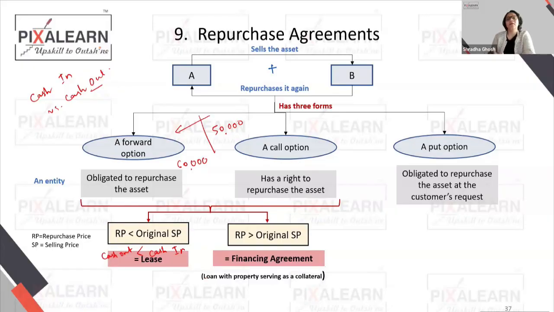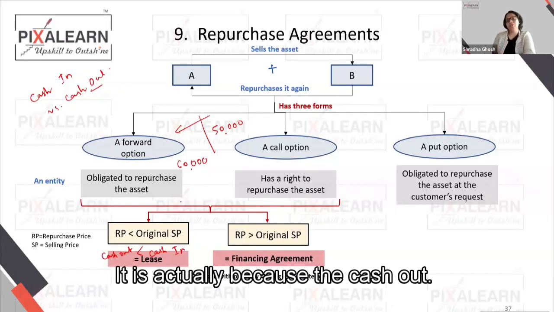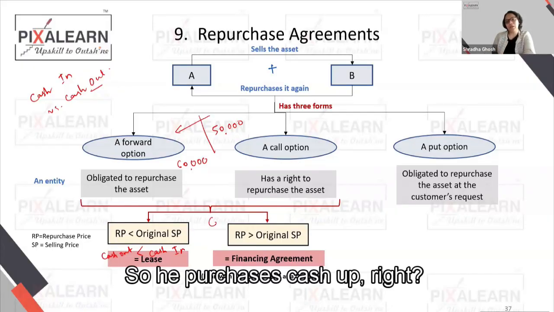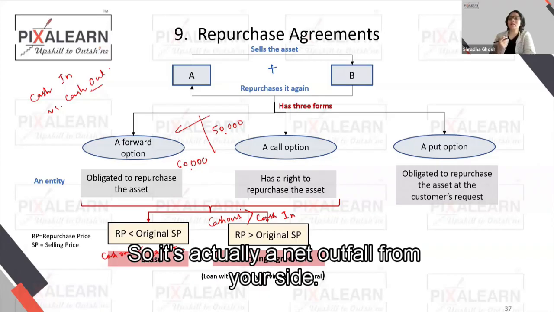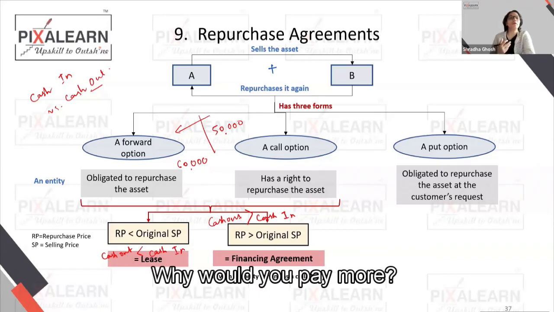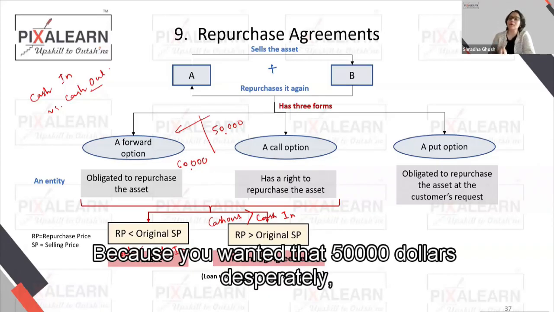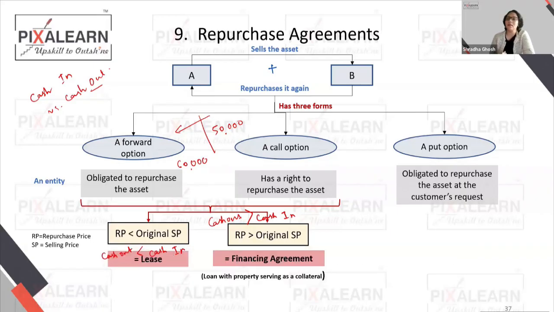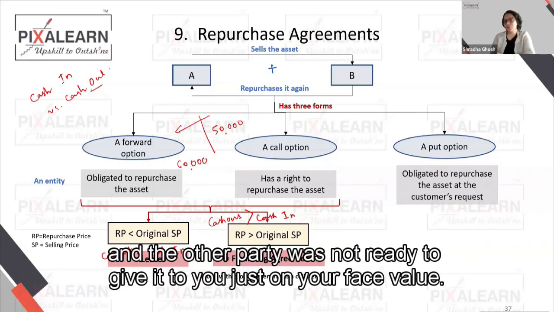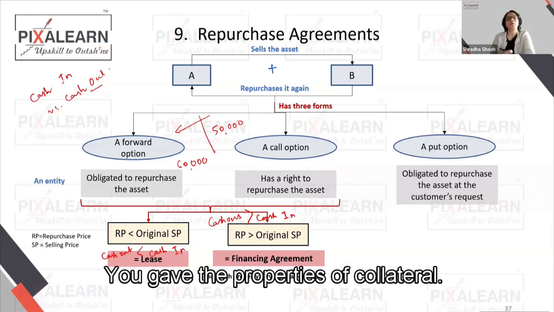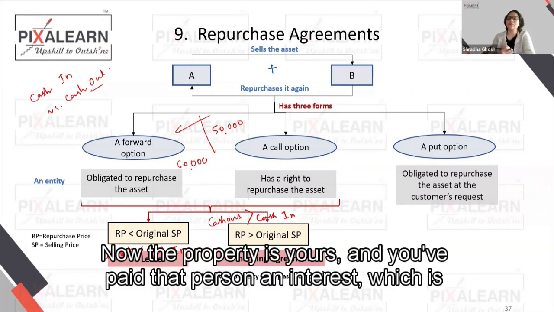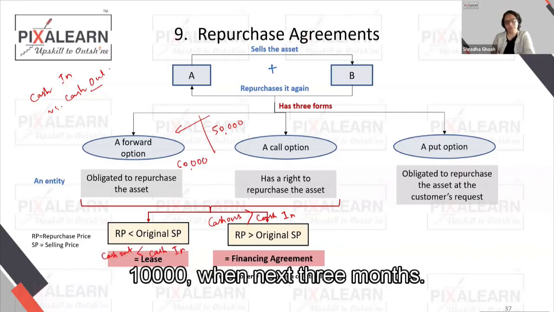That's it. Because the cash out, the repurchase, is cash out, right? You are paying more than the cash in. So it's actually a net outflow from your side. Why would you pay more? Because you wanted that $50,000 desperately, and the other party was not ready to give it to you just on your face value. That party wanted something else. So you gave the property as a collateral. Now the property is yours and you've paid that person an interest, which is $10,000 in the next 3 months.